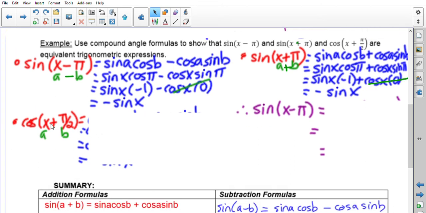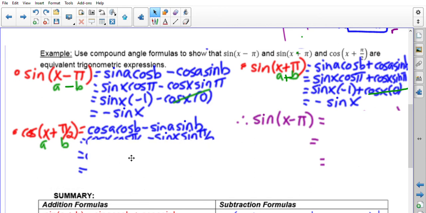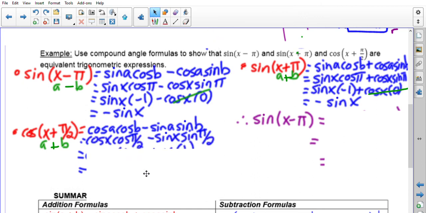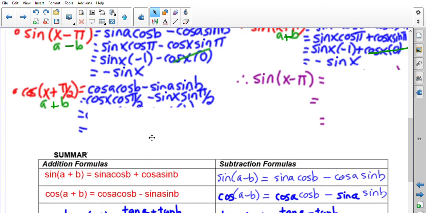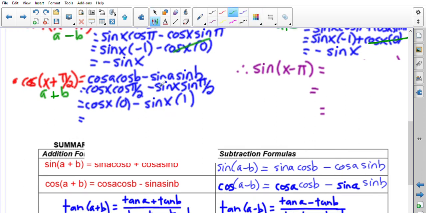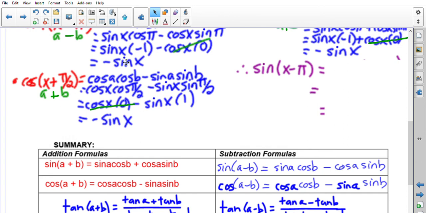And lastly, cos x plus pi over 2. Again, that looks like cos a plus b, and the general formula is here, so we plug in: cos x cos pi over 2 minus sine x sine pi over 2. At pi over 2, cos is at one of its x-intercepts, so the y value is 0. And at pi over 2, sine is at its max, and its max value is 1. So this guy gets eliminated to 0, and you're left with negative sine x times 1.